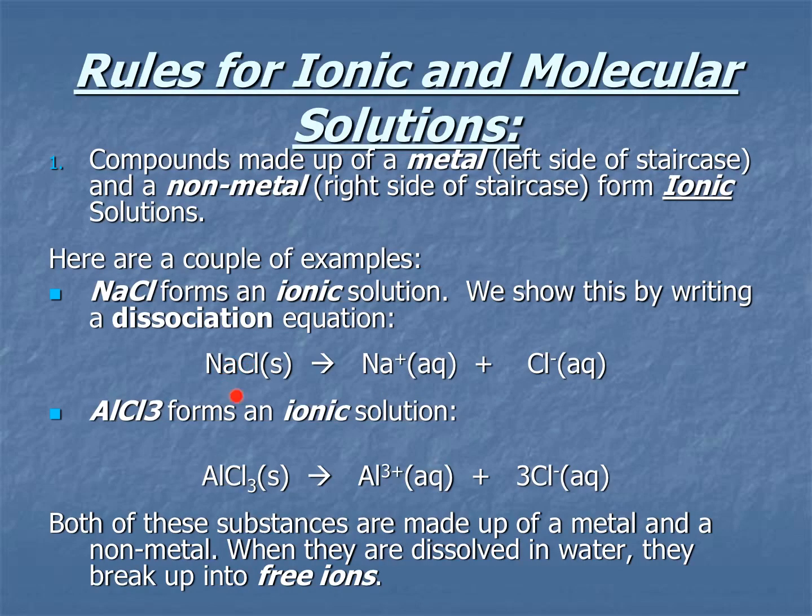Notice we have a solid dissociating into two ions. Ions must always be aqueous. Okay? Aqueous is a solution, so it's keeping these ions separate in a solution. AlCl3 also forms an ionic solution. We have our solid separating into its ions, aluminum 3+ and 3 Cl-. Even in net ionics, they must be balanced. We need to have the correct number of ions that are coming out of this solution.